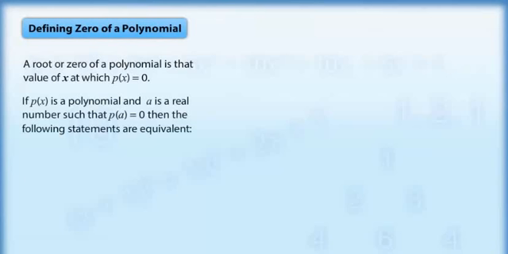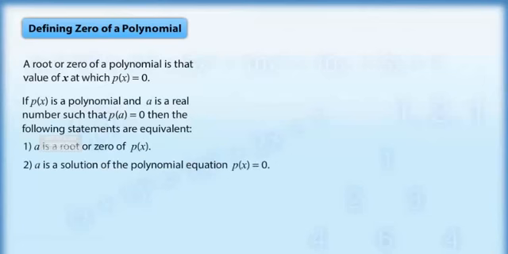A zero of a polynomial is that value of x at which the polynomial p(x) is equal to 0. If p(x) is a polynomial and a is a real number such that p(a) is equal to 0, then the following statements are equivalent. a is a zero of p(x). a is a solution of the polynomial equation p(x) = 0. And x minus a is a factor of the polynomial p(x).